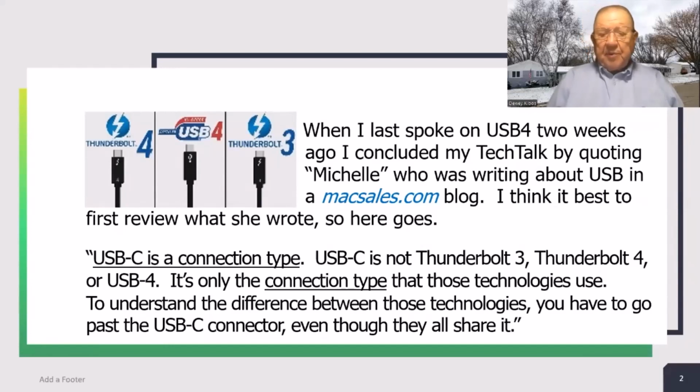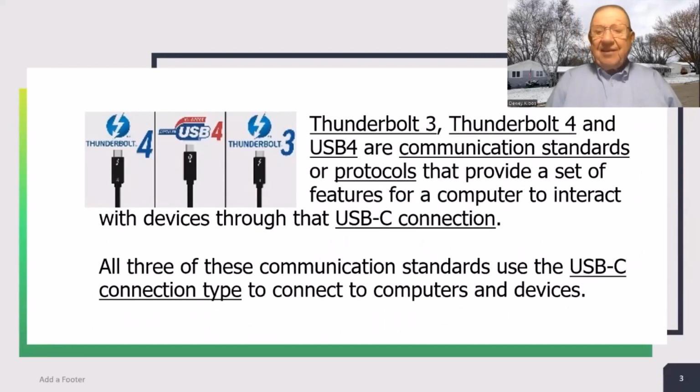To understand the difference between those technologies, you have to go past the USB-C connector, even though they all share it. Thunderbolt 3, Thunderbolt 4, and USB 4 are communication standards or protocols that provide a set of features for a computer to interact with devices through that USB-C connection. All three of these communication standards use the USB-C connection type to connect to computers and devices.